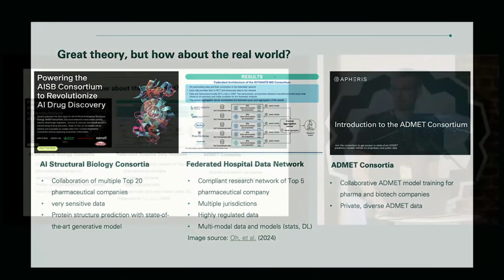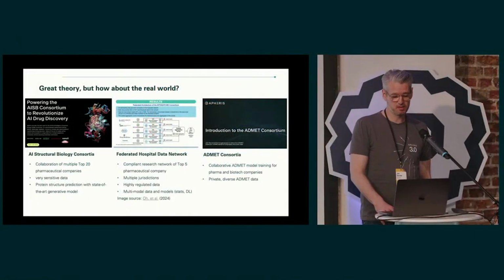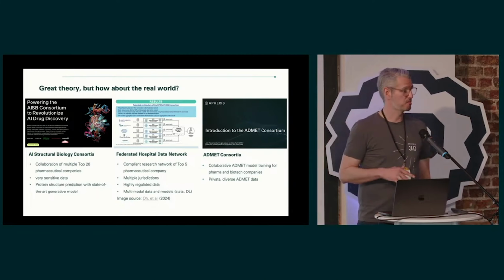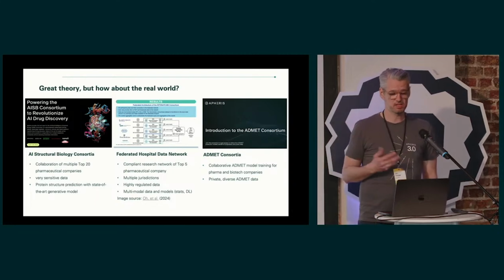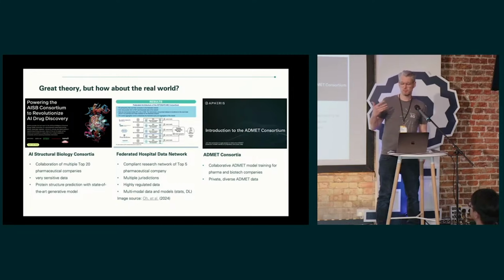A second project is a federated hospital network, which we build up in collaboration with Roche. It is a network that spans across countries with different jurisdictions that we have to make computations compliant for. So also highly regulated data, as you can imagine, patient data is highly sensitive. And we also needed to allow different models and multimodal data to be processed. In this project, it ranges from stats all the way to deep learning.